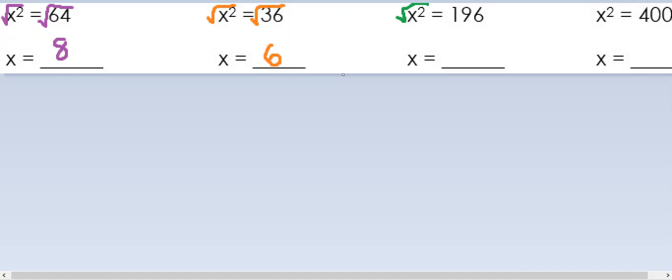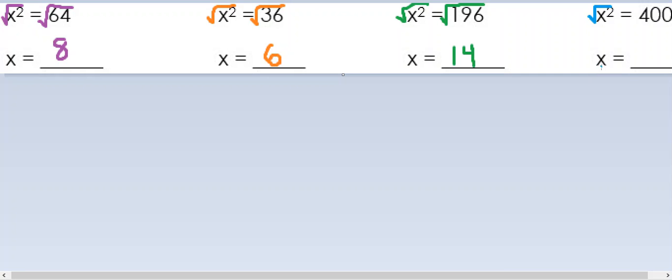In my next example, the same thing. I have x squared, so I have to do square root to get rid of that squared and get stuck with x. And I have to do the same thing to the other side, and the square root of 196 equals 14.